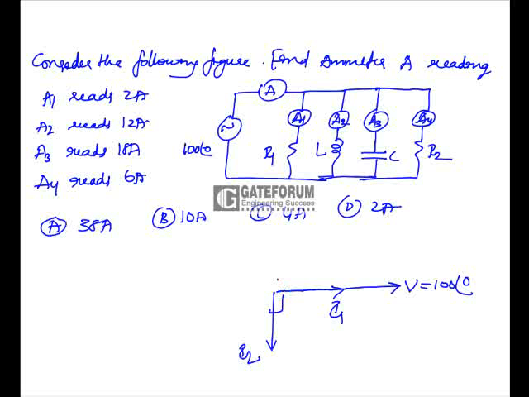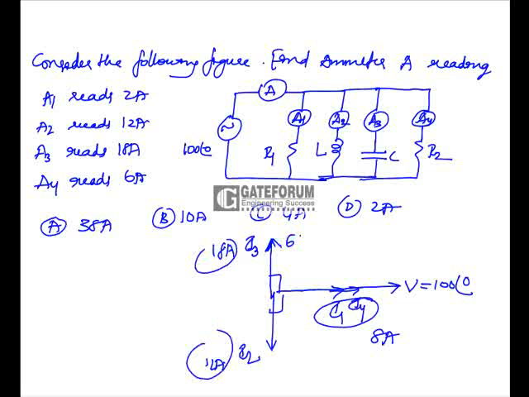Ammeter 3 reading, let us take it as I3. Since it is connected with a capacitor, I3 is leading by 90 degrees with respect to the source, whereas I4 should be in phase with I1. Now ammeter A1 reads 2 amperes, A4 reads 6 amperes. What is the resultant current which is in phase with the voltage source? 2 plus 6, which is equal to 8 amperes. Similarly, ammeter A3 reads 18 amperes, A2 reads 12 amperes. That means the resultant is equal to 6 amperes in the upward direction.